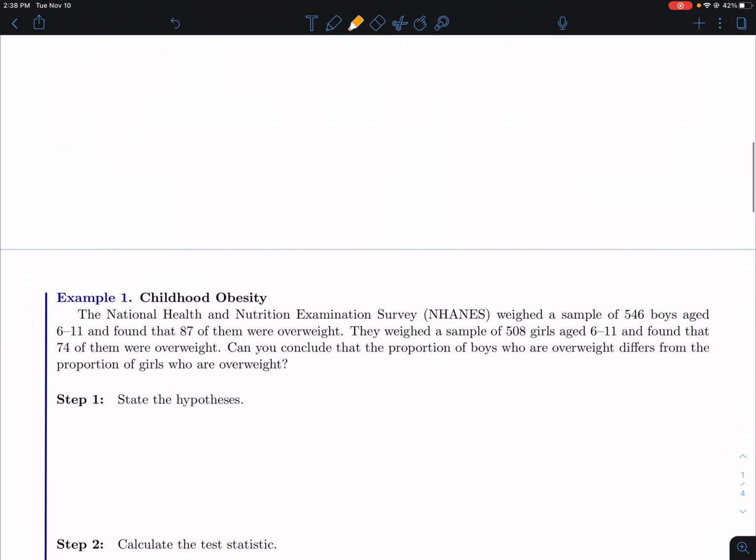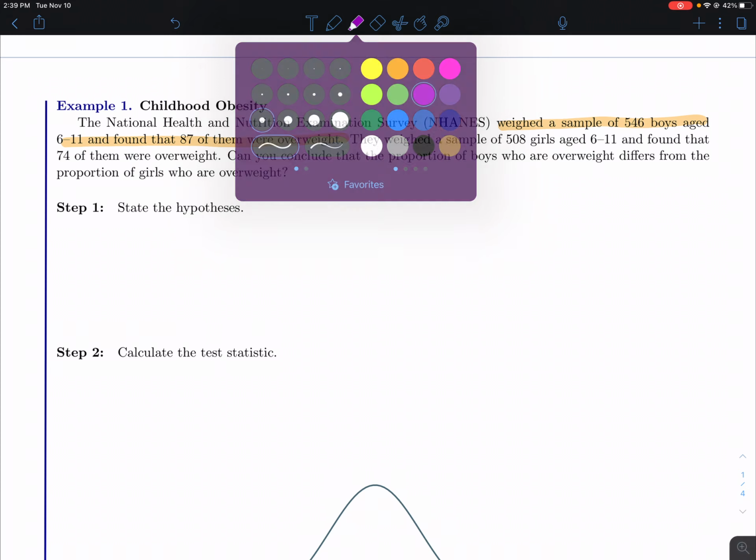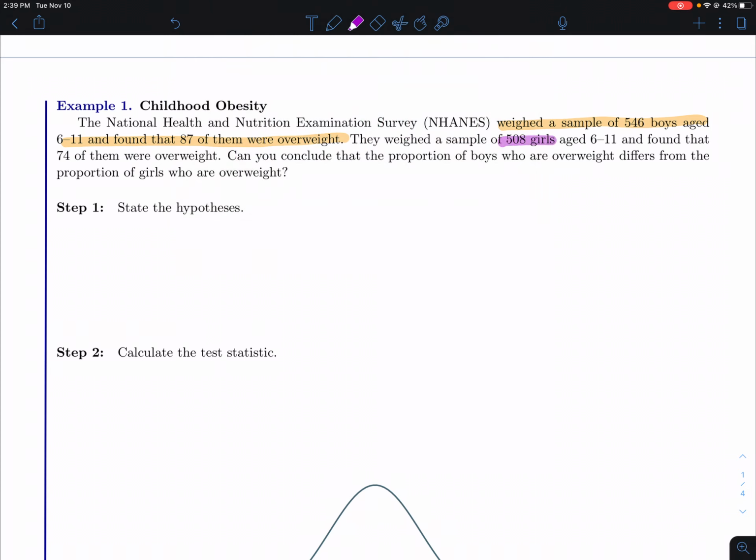All right, let's dive in and look at an example real quick. The National Health and Nutrition Examination Survey weighed a sample of 546 boys aged 6 to 11 and found that 87 of them were overweight. They also weighed a sample of 508 girls aged 6 to 11 and found that 74 of them were overweight. Can you conclude that the proportion of boys who are overweight differs from the proportion of girls who are overweight?